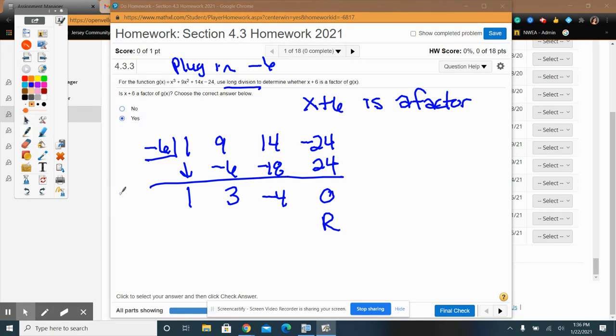And not only that, I'm just going to go a little bit further. It also means that if I write x plus 6 times, remember it's remainder, number, x, x squared, times x squared plus 3x minus 4, it would be a way to factor that guy.